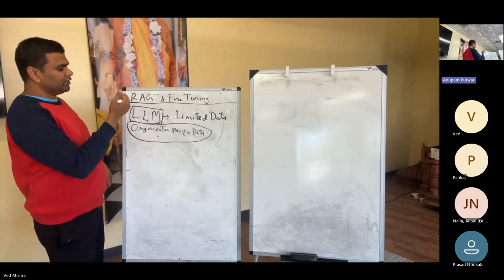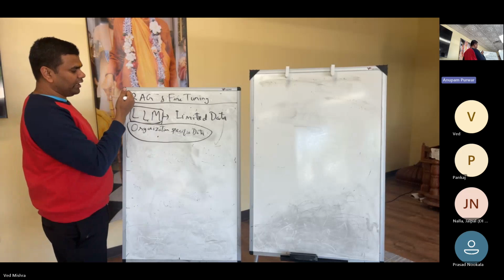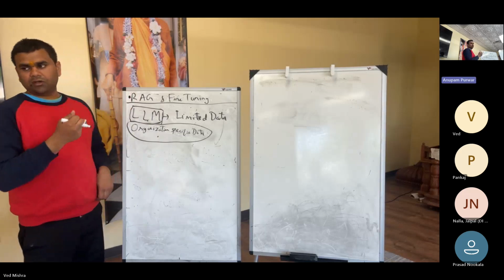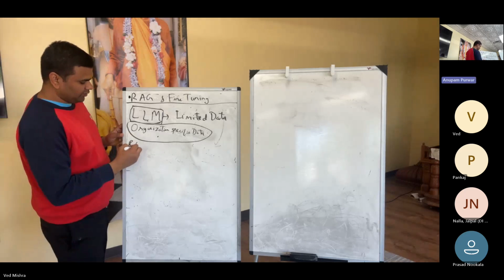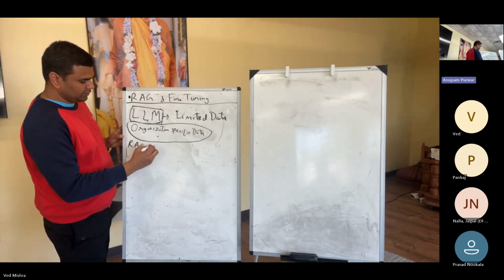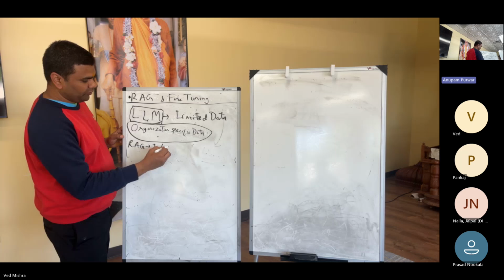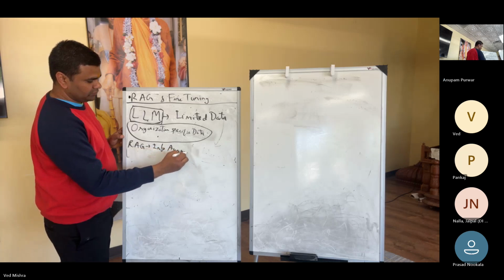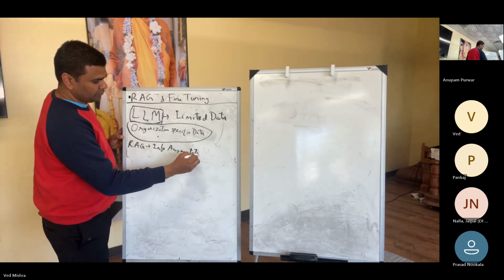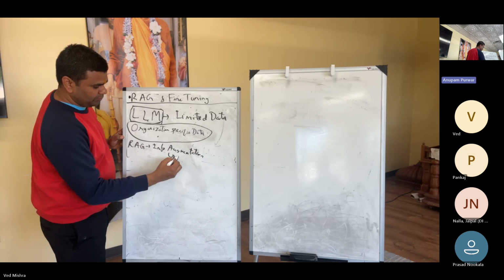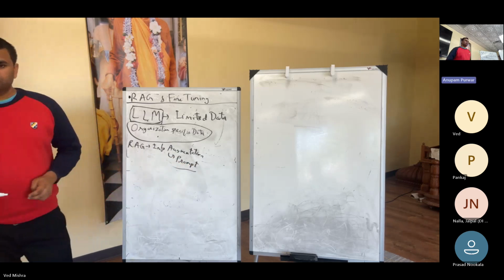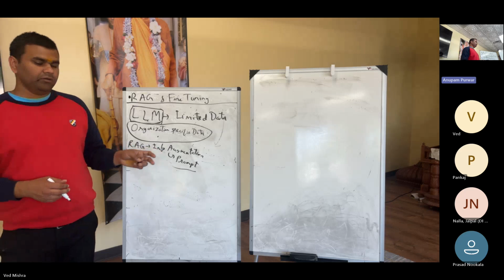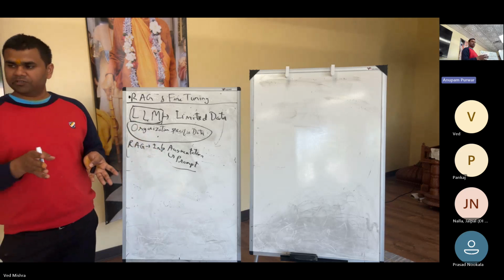LLMs? So two techniques. One is to use RAG, which is sort of information augmentation. RAG stands for retrieval augmented generation. So here you are augmenting the information in the prompt that you're passing to the LLM. So that is one technique. In RAG, you pass the information within the prompt itself.